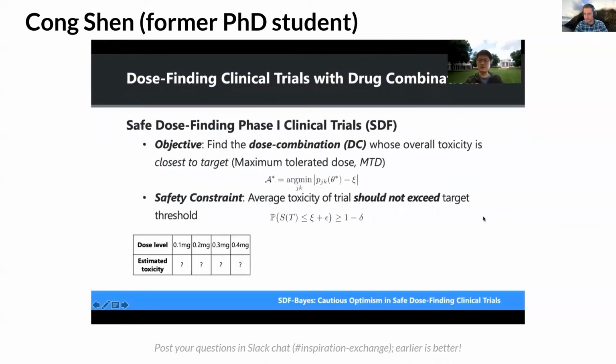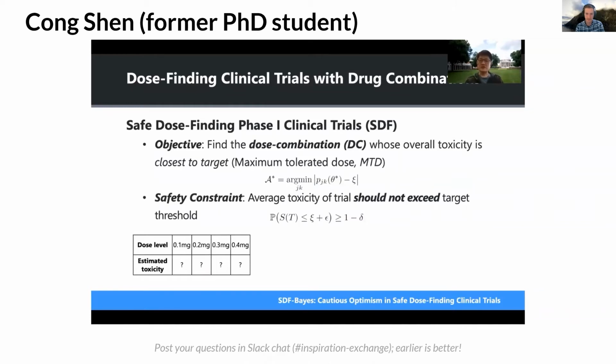Let me start with a little bit of background. Dose finding clinical trial is also known as phase 1 clinical trial. The purpose of this trial is to find out the so-called MTD, maximum tolerated dose, of a new drug or certain drug combinations. In this work, we focus on drug combinations because they are more useful for certain diseases in practice. And the objective here is to find the dose combination, DC, whose overall toxicity is closest to our target. And this DC is called the MTD.